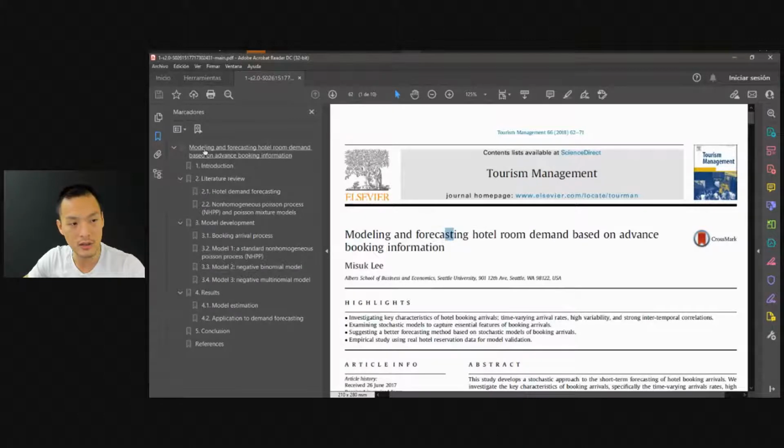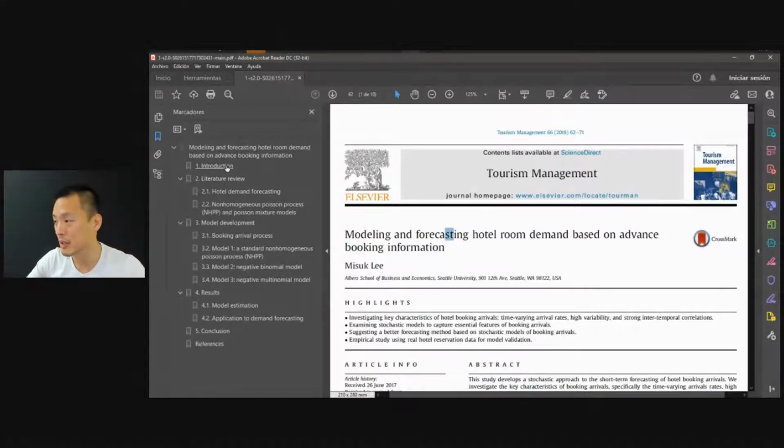So from the structure, I go: modeling and forecasting hotel room demand based on advanced booking information. And then you go into introduction, literature review, model development, result, conclusion, and so on, which is a typical, very standard format for a research paper. One thing that I'm going to tell you right now, you can almost always skip the introduction. And I will tell you why in a little bit, right?